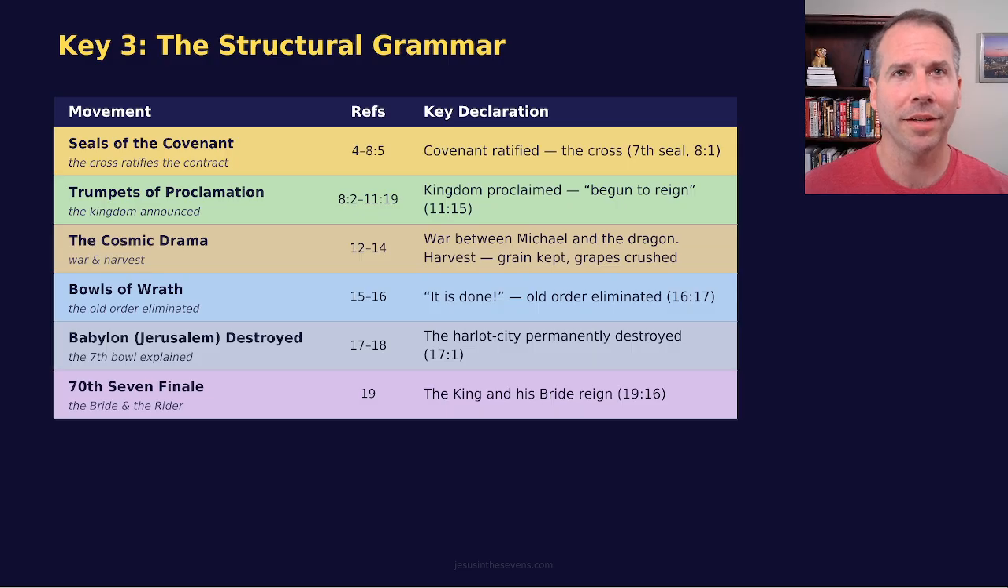Then we have the 70th 7 finale, which is the bride is made ready in chapter 19, and she, of course, contrasts with the harlot wife, former wife that's being destroyed, who was unfaithful. So there's the unfaithful woman, or city, and then there's the faithful bride. And then the latter part of chapter 19 is the king riding out. Everyone's familiar with that passage, King of Kings and Lord of Lords. He rides out, and he's also got his people with him. He has a sword coming out of his mouth, which is the word of God. And so that's Jesus, of course, the rider, and he's riding out with his bride.